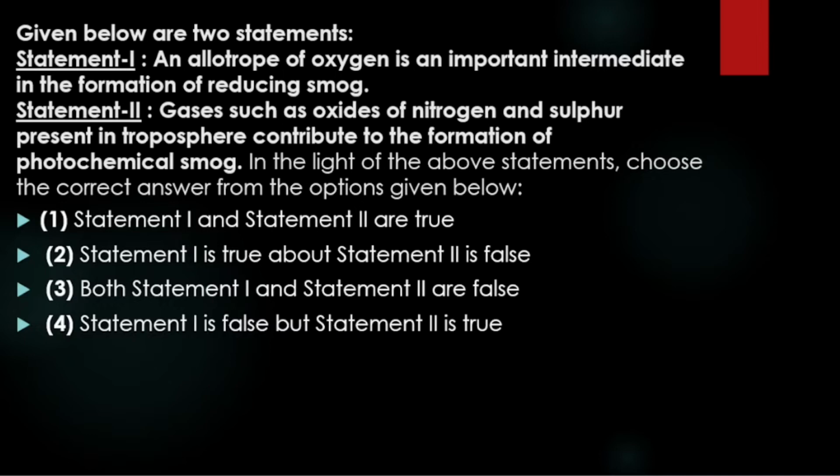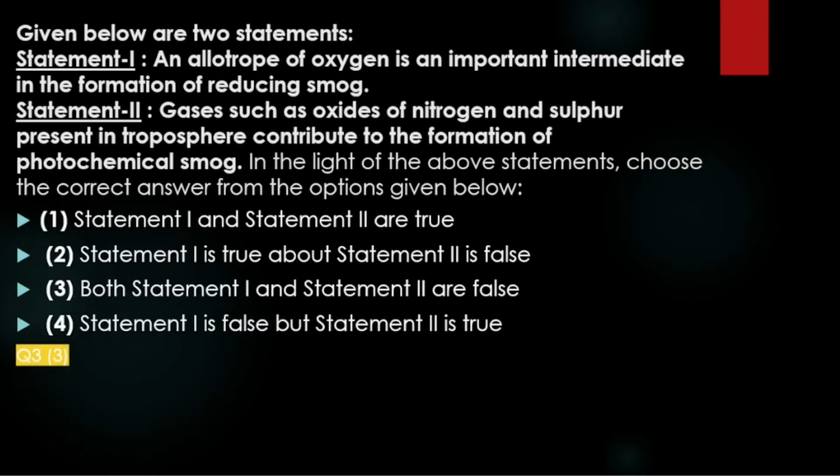Next question. Given below are two statements. Statement 1: an allotrope of oxygen is an important intermediate in the formation of reducing smog. Statement 2: gases such as oxides of nitrogen and sulfur present in the troposphere contribute to the formation of photochemical smog. So we should know what smog is, the types of smog and their details. So I will show the answer and the para from where it has been asked.